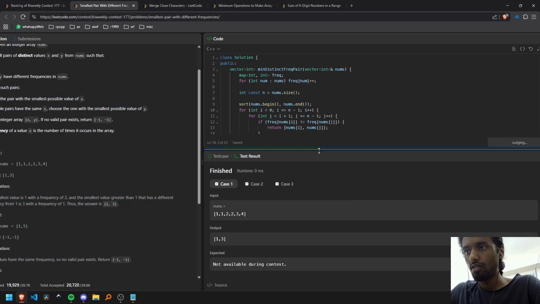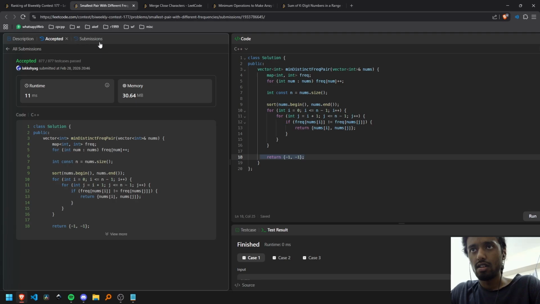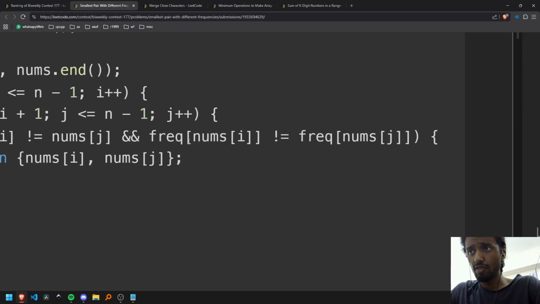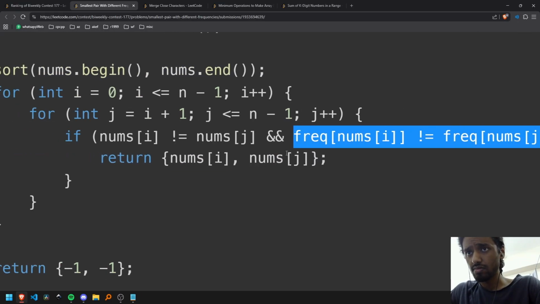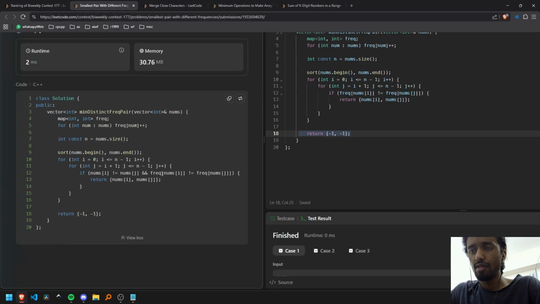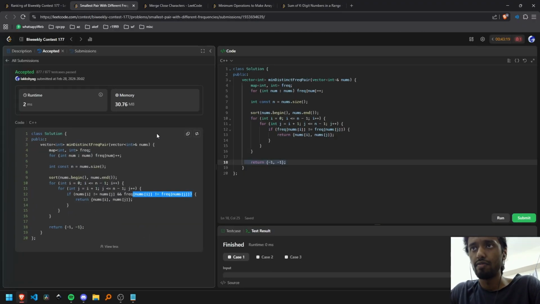Earlier during the contest, I also had this check, nums[i] unequal to nums[j], because I was literally solving the problem and x has to be less than y. But if the frequency condition is true, then this can never be false. This is always true, right? If frequencies of two elements are different, then the elements are obviously different.